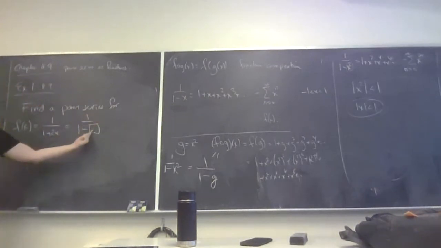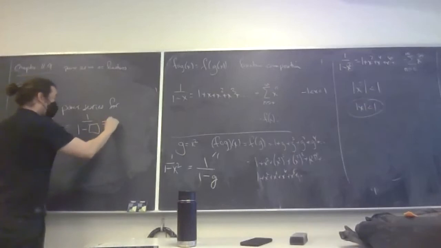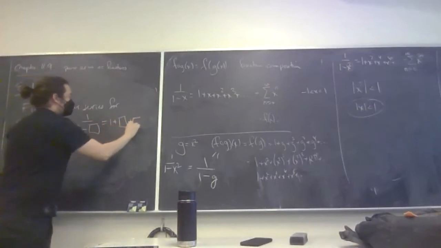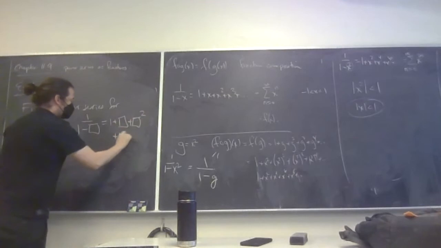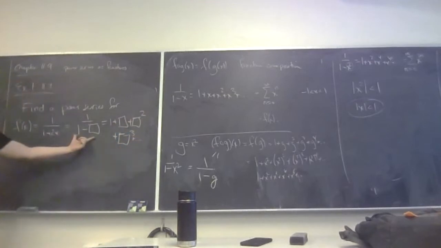Because if I could find something to put in the box, I could write this as 1 plus whatever's in the box, plus whatever's in the box squared, plus whatever's in the box cubed, and so on, because I know a formula for 1 over 1 minus x.